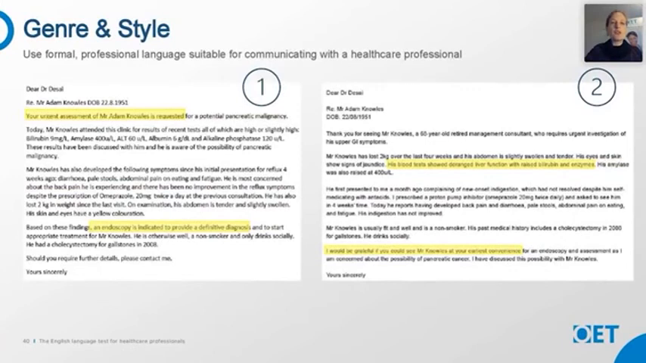Then we have genre and style. Now, this one is possibly the most straightforward criterion for you to score well on. To do so, you need to evidence appropriate formal language, which is favoured by the healthcare profession when communicating with each other in written form. And this is something you're likely to know and be really familiar with already. So it's not something you will particularly need to work on. But there are a couple of points to be aware of which you might not otherwise have considered.